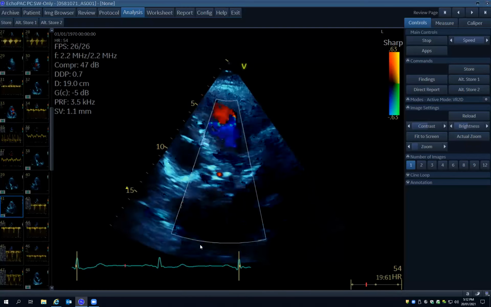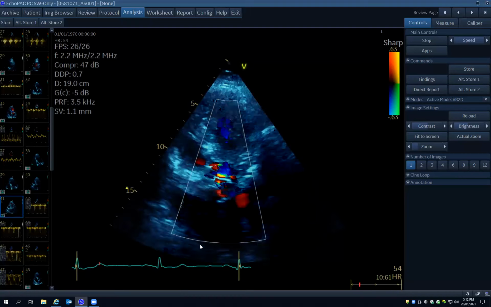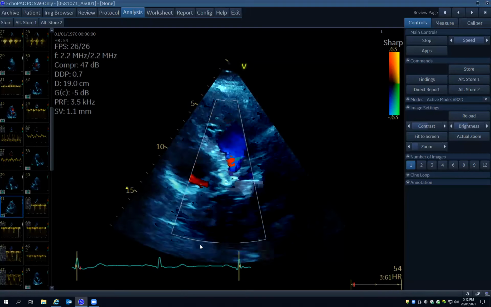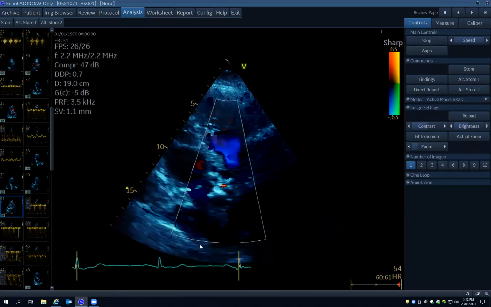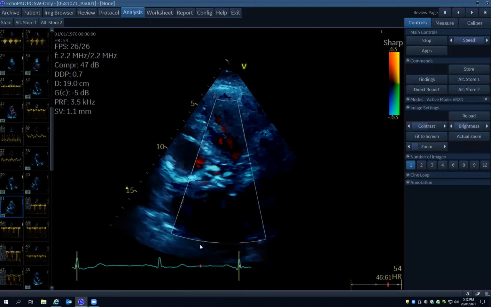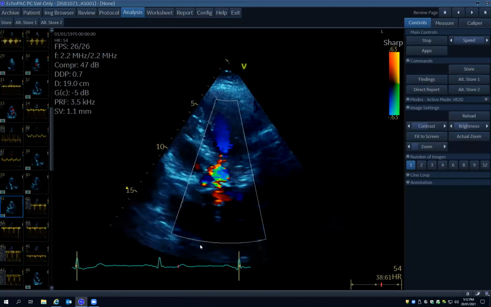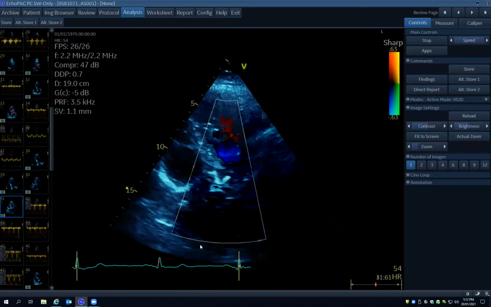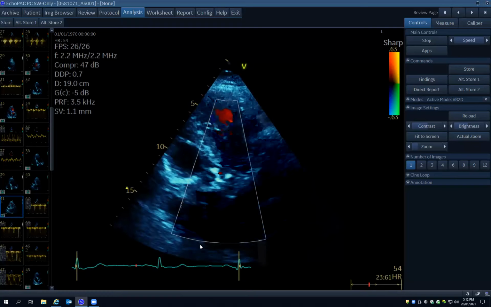So here, we've got a disconnect between our visual estimation, which would put us in the moderate to severe category, and our gradients, which are not doing that. So what you'd want to do is really tilt your probe up and down to see if you can open up this angle in the 5-chamber view. Try different angles.